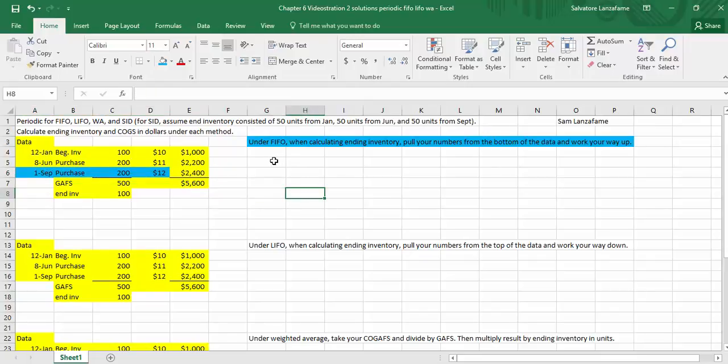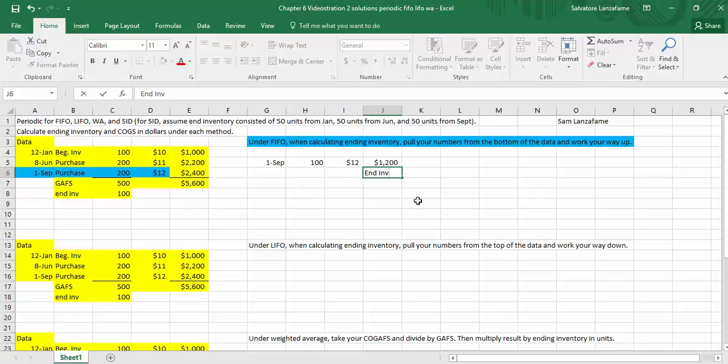So to do this calculation, we're going to simply, from the September 1st purchase, take the 100 units at the $12 and multiply these two numbers with each other, and we will get $1,200. That is the value of the ending inventory. We just calculated it. That's it. That's all there was to it.